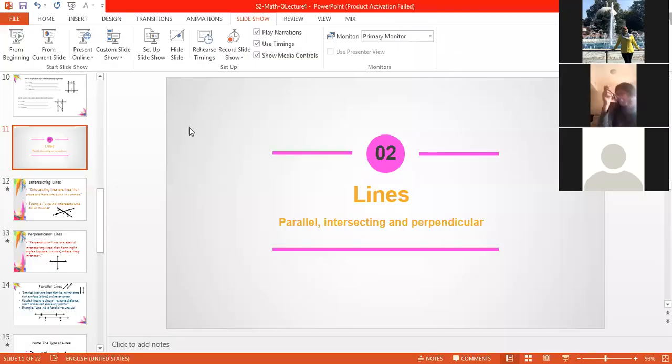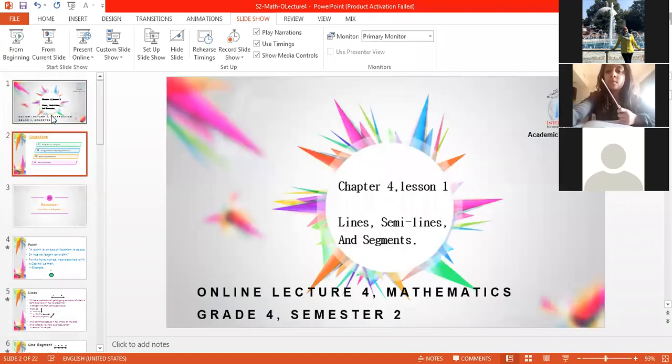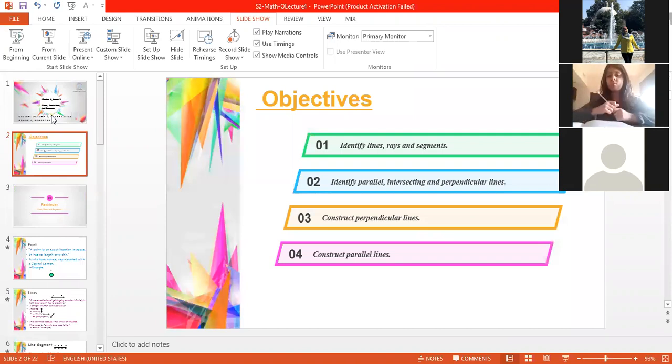Right? Okay. So, as I told you, today let us pass quickly. First of all, we are going together to revise the meaning of lines, rays, and segments. Then we are going to identify the meaning of parallel, intersecting, and perpendicular lines. Also, we're going to learn together how to draw perpendicular lines and how to draw parallel lines.